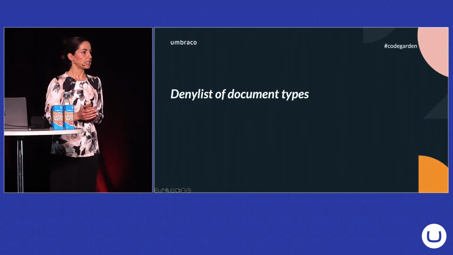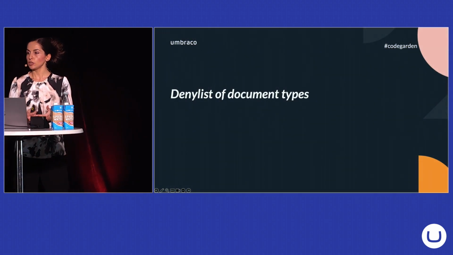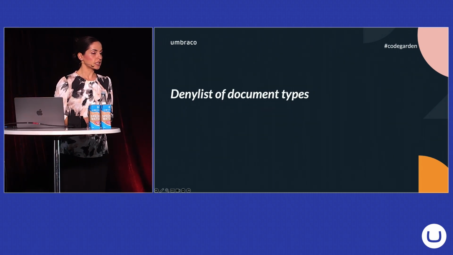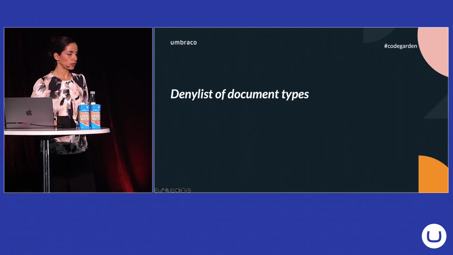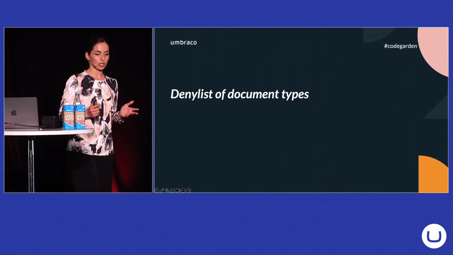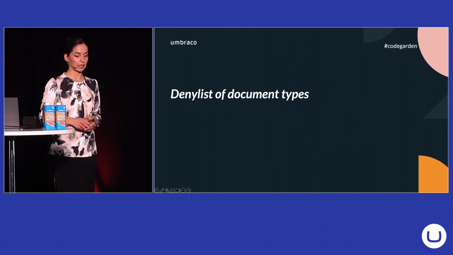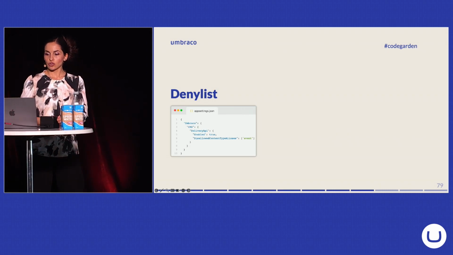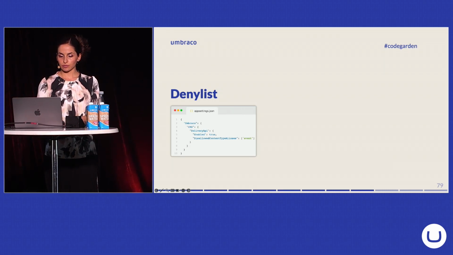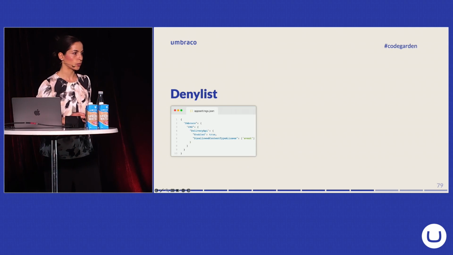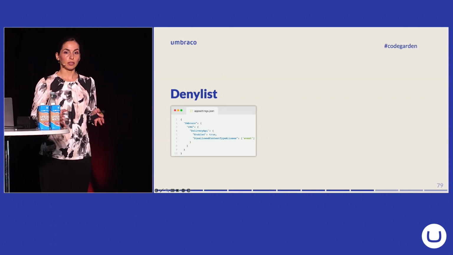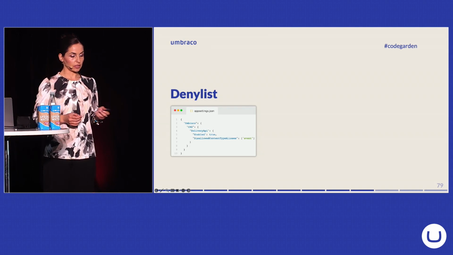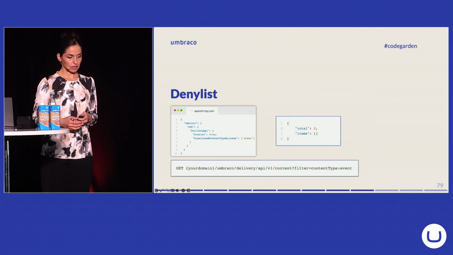Maybe the delivery API is publicly available in your case, but you have certain document types that you don't want to make available. To address this, we have implemented a deny list feature that allows you to specify which document types should never be served by the API. In our configuration, this is where we can specify the document type that we don't want to make available. So we want to restrict our events node. We don't want to make them accessible.